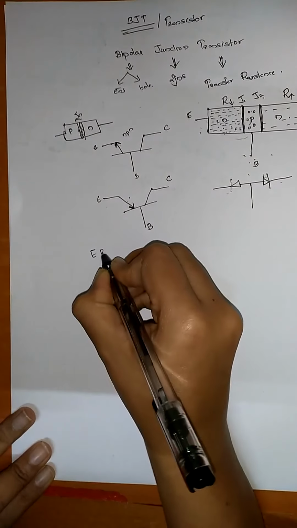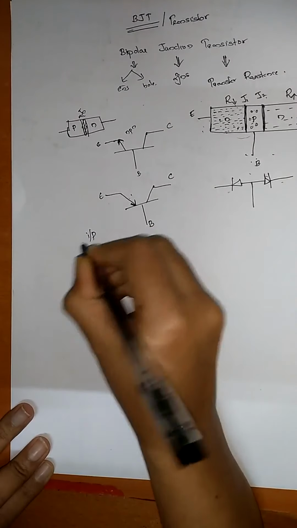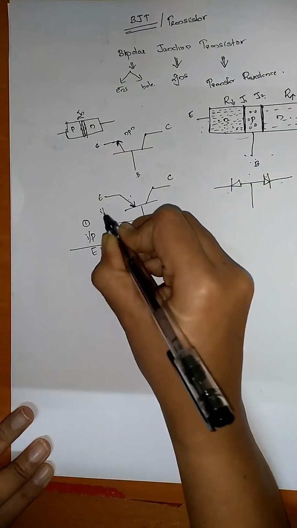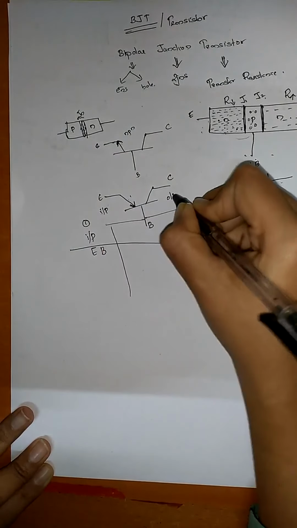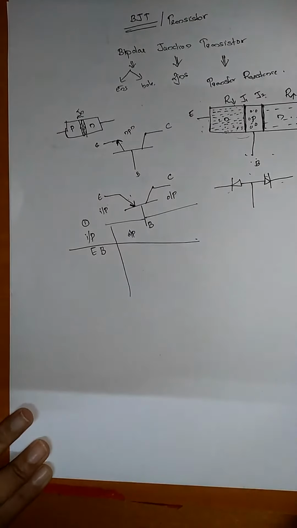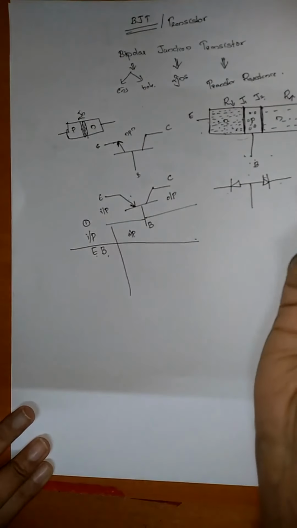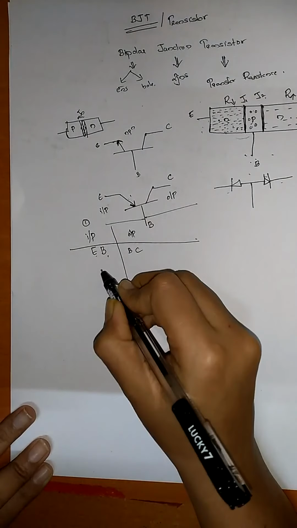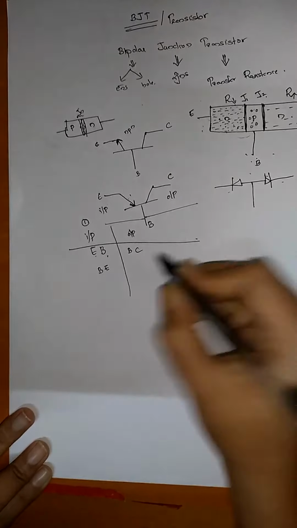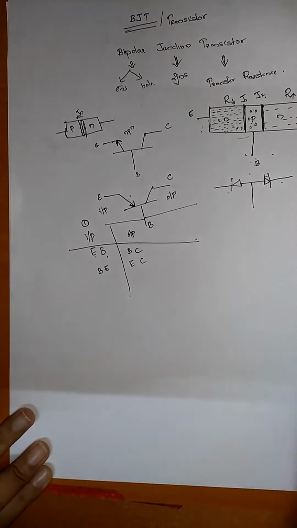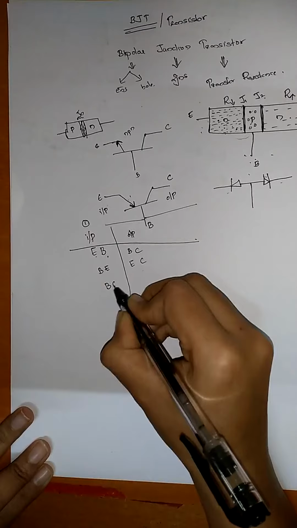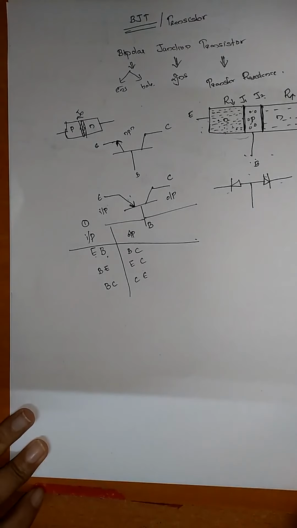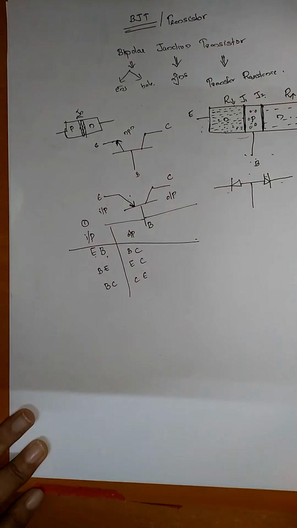Either we can take a combination of emitter and base as the input, two port. So the first port I call an input port, and here I am calling it an output port. If this is the output, either I can give emitter and base as input and base and collector as output, or I can take base and emitter as input and emitter and collector as output, or base and collector as input and collector and emitter as output. So we have three possible combinations.